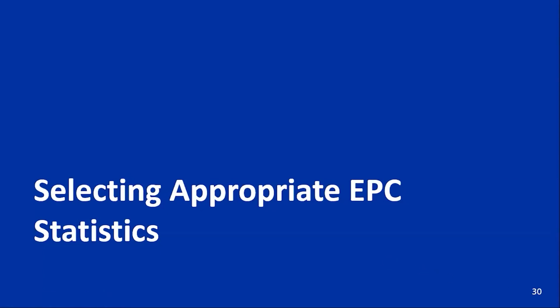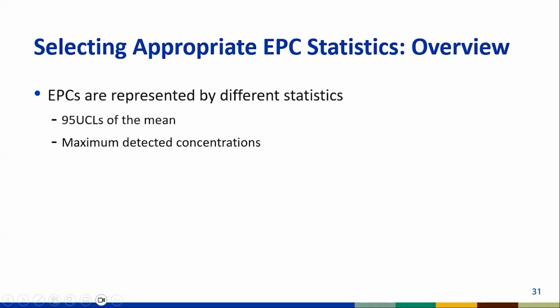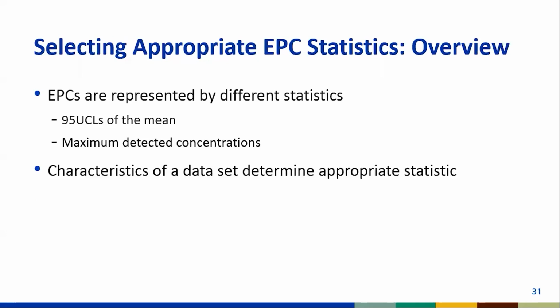Now that you have a better understanding of EPCs and the statistical concepts associated with them, I'm going to step through ATSDR's recommended approach for selecting the appropriate EPC statistic for a given scenario. As I mentioned earlier, EPCs are represented by two different statistics: 95 UCLs as conservative estimates of the mean, or maximum detected concentrations. In general, characteristics of the dataset determine the appropriate statistic. This includes things like the number of samples and the frequency of detected results.